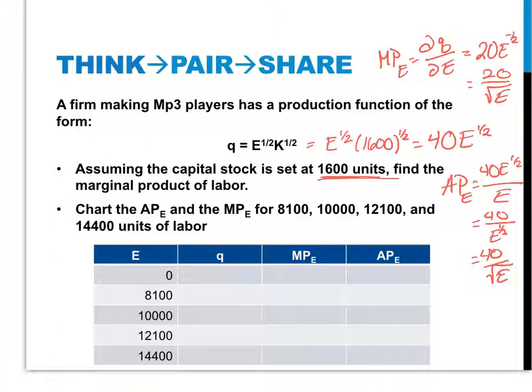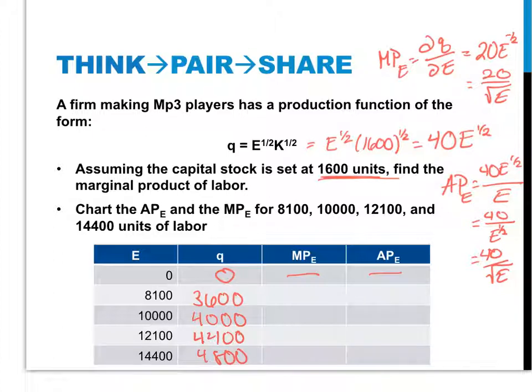And so if the number of employment hours hired is 0, then output is going to be 0. And we have no marginal product or average product. At 8100, we have output of 3600. At labor hours of 10,000, we have output of 4,000. At 12,100, 4,400. And at 14,400, 4,800.